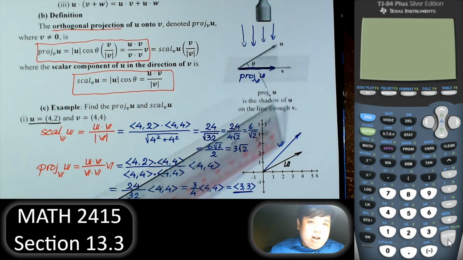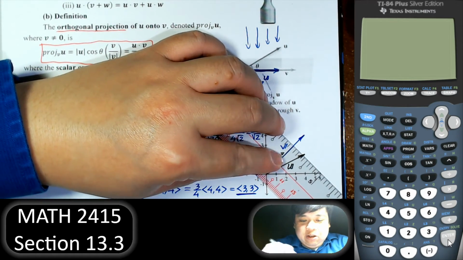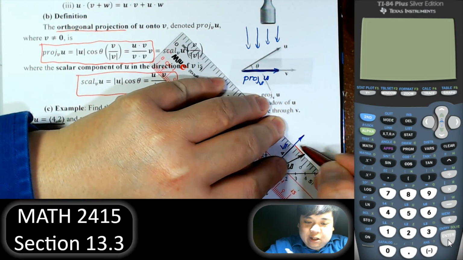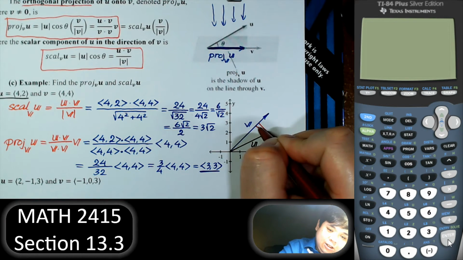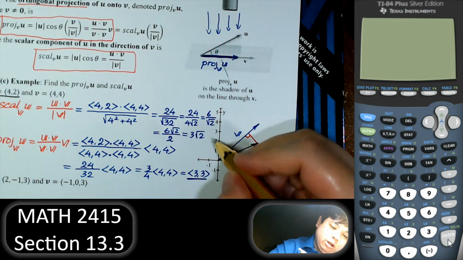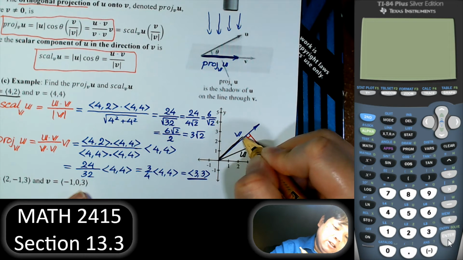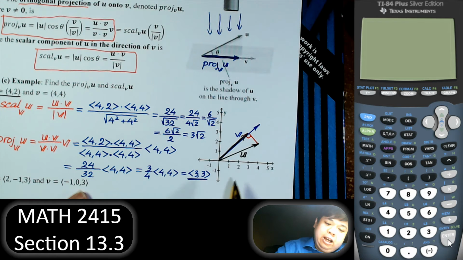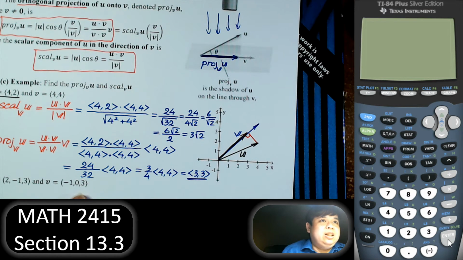Then we're trying to find the projection of u onto v. So we just draw the 90 degrees angle from there, and the shadow of u onto v. So this is going to be the projection of u onto v. And of course that will be 3 and 3, right?